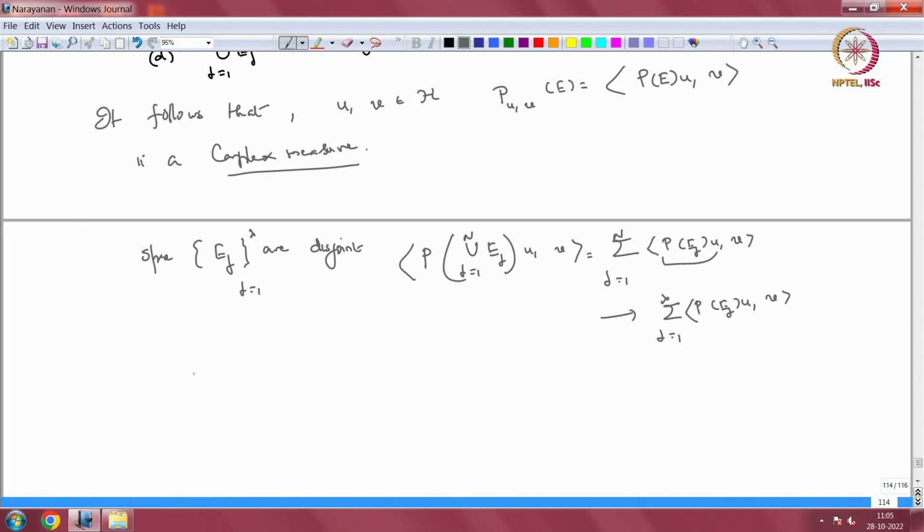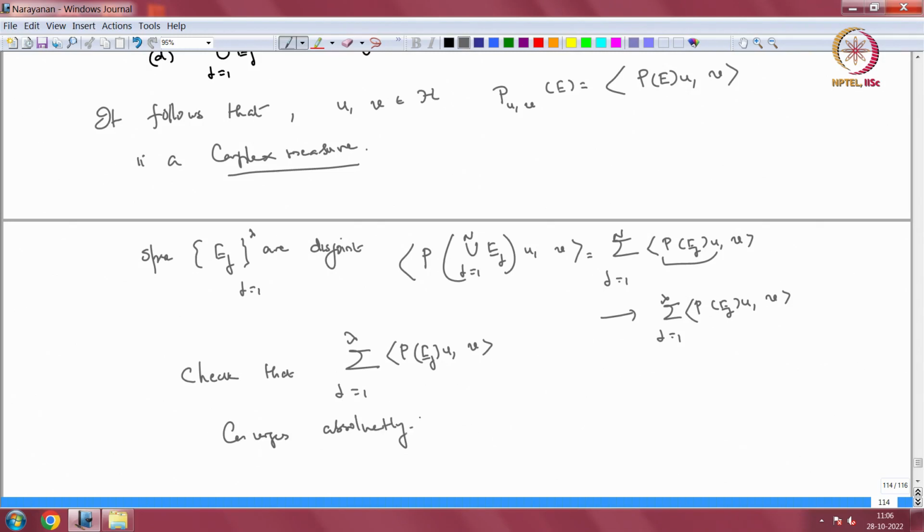So, the thing to check is that this is actually an absolute convergence. So, check that summation j equal to 1 to infinity P E j u v converges absolutely.